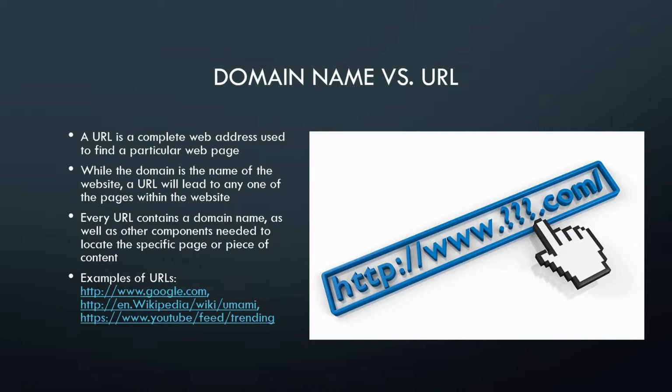So some examples would be www.google.com, en.wikipedia/wiki/umami, www.youtube/feed/trending. So looking at specific pages or areas within a site in addition to just the domain.